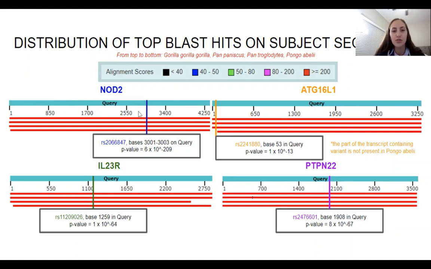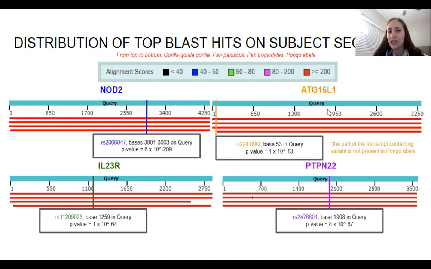So for NOD2, we see that all of these have alignment scores of around 200, which is really great, so really close alignment. And for NOD2, around bases 3001 to 3003, where this variant would take place, the alignment scores are really good.